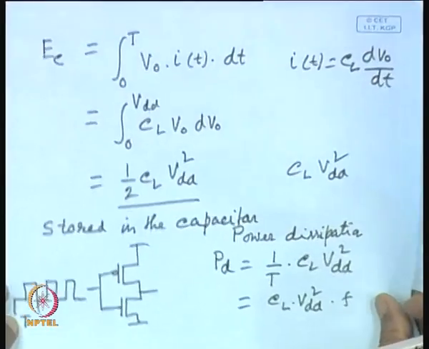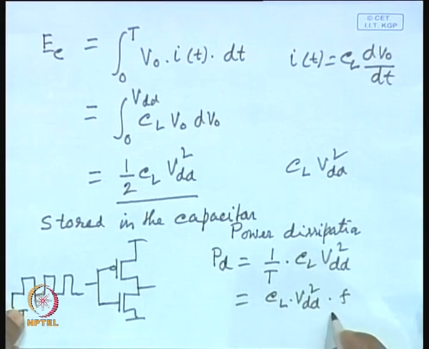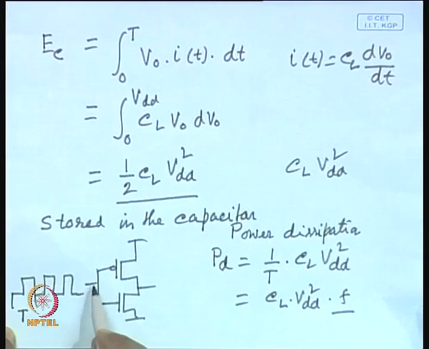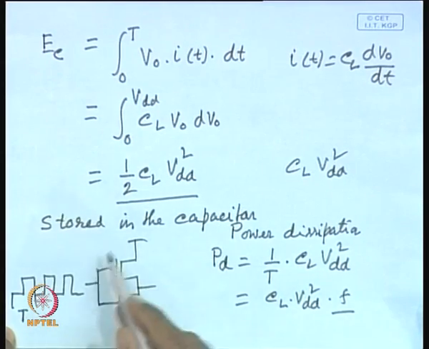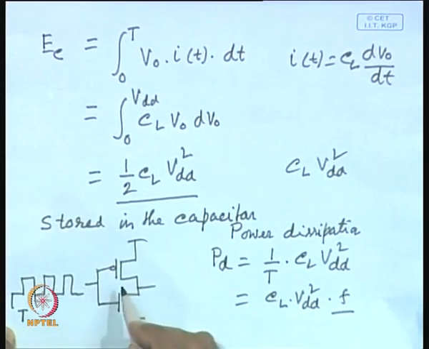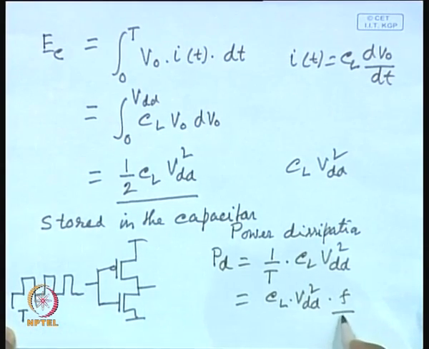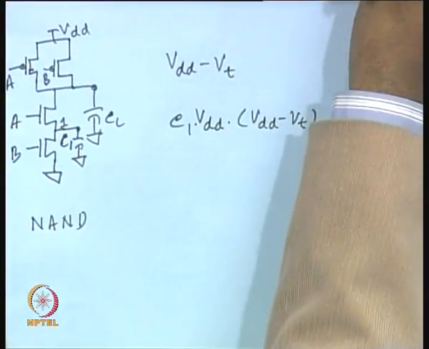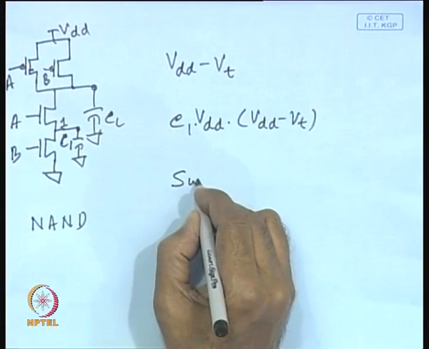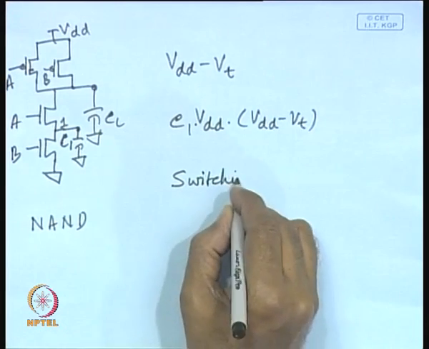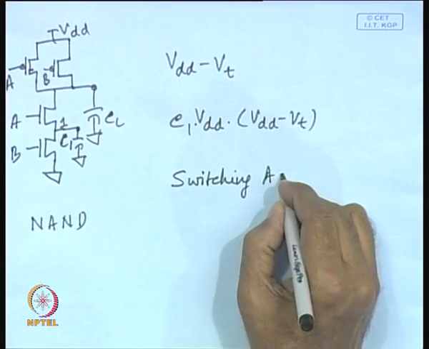Whenever we derive this expression, we assume that there is a transition at each and every cycle, but that will not happen, because we are not really applying a clock to a circuit. It is a complex function; depending on the nature of the inputs, the output will change, so it will not change in each and every clock cycle. So, to take this into account, we have to take another factor which is known as switching activity.